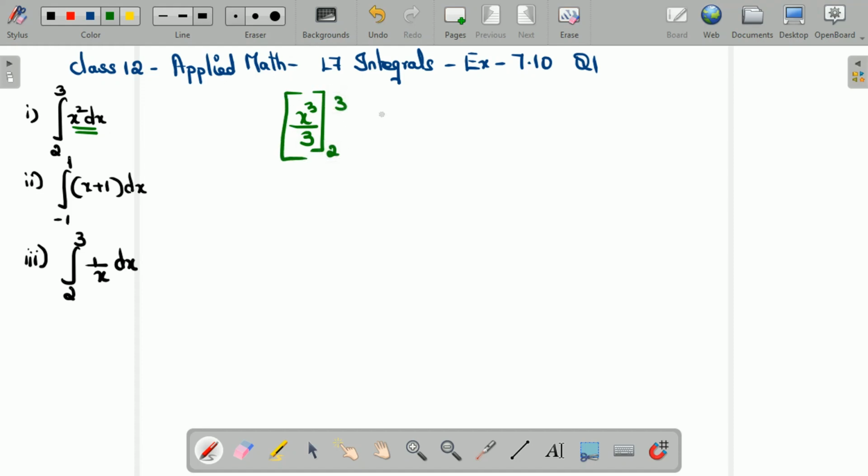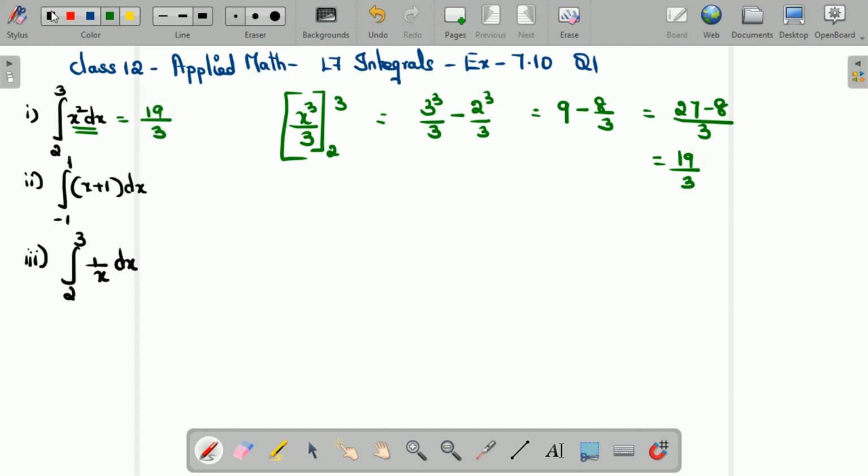Now let's substitute the upper limit. So this is nothing but 3 cubed by 3 minus the lower limit, which is 2 cubed by 3. Now 3 cubed is 27, divided by 3 is 9. So 9 minus 8 by 3. If you take the LCM, this is 27 minus 8 by 3, which is 19 by 3. So this is the answer for the first question.